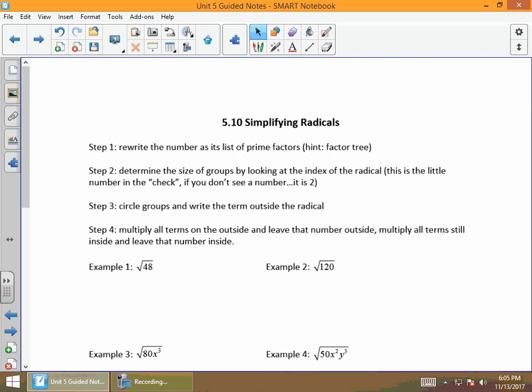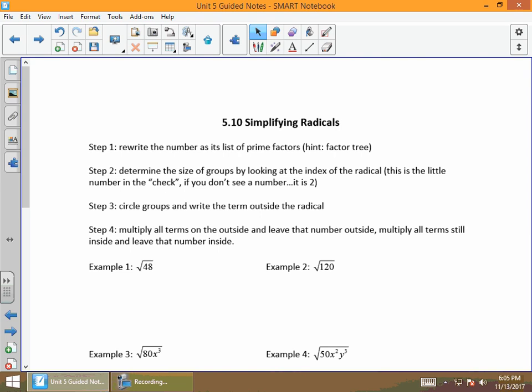A lot of times you don't see that little number in the check mark, and that's because it is a 2. That's what we call a square root. If you have a square root, then that index is a 2. And if you have a cube root, you'll see an index in there. You'll see a 3 or a 4, and so on and so forth.